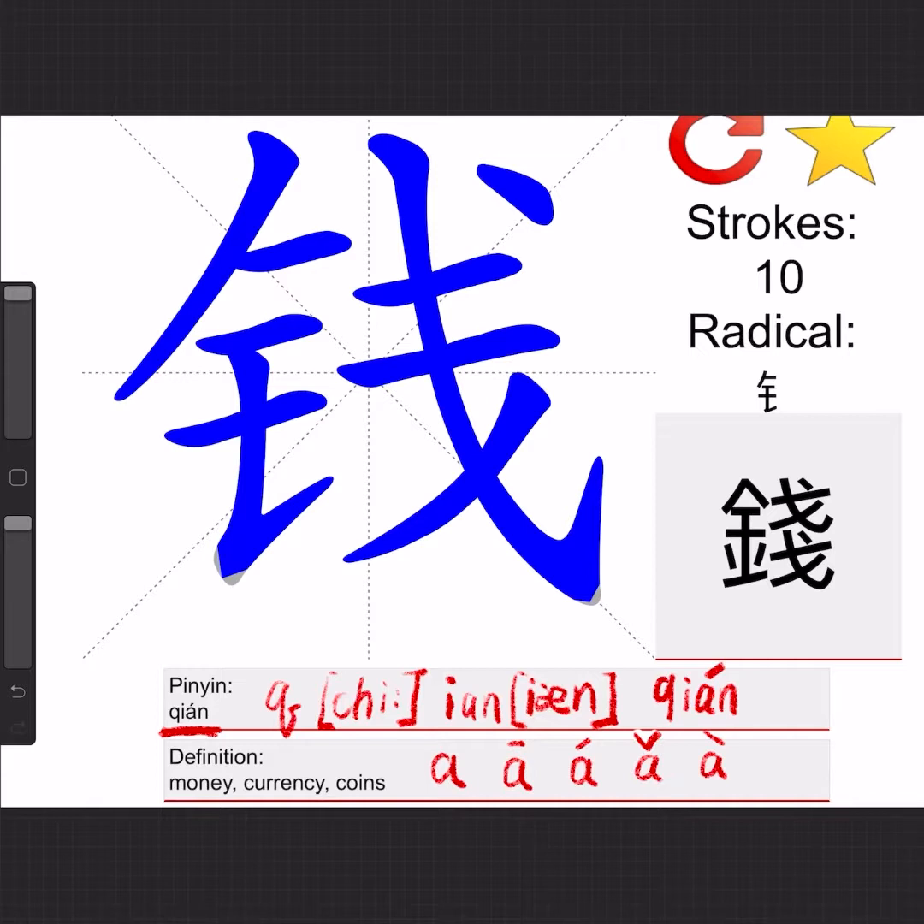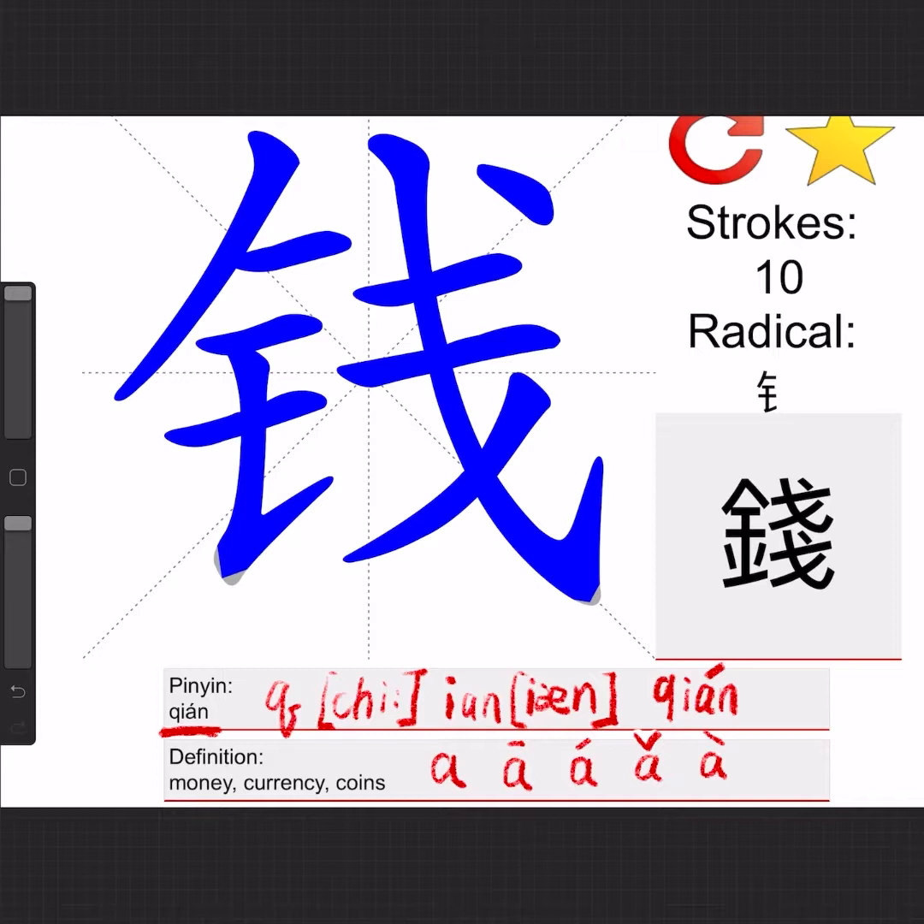Okay, now let's look at the definition on the bottom. Qian means money, currency, coins. Okay, now you learned about your very first Chinese character, qian, and you know what it means. It means money, currency, and coins. Actually, it's one of the meanings. And it is also used as a family name, as my last name, Qian.